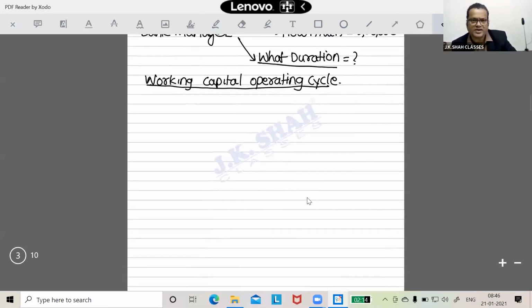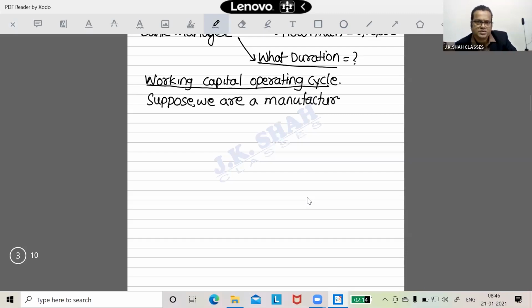Suppose we are a manufacturer. Okay. So how will our production cycle start? It will start from buying raw material. Correct. No, we are a manufacturer, so it will start from buying what?